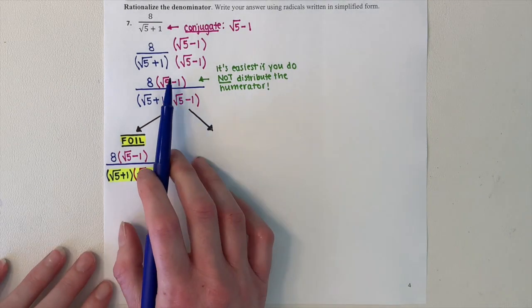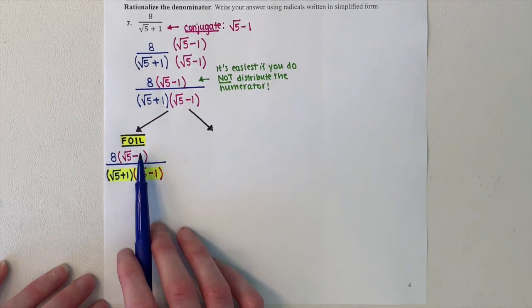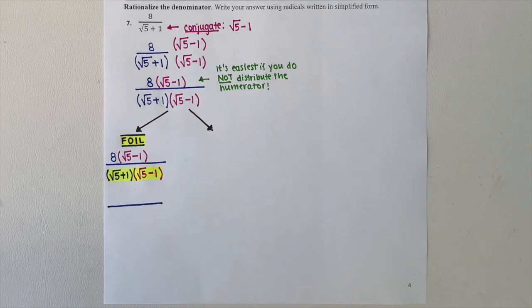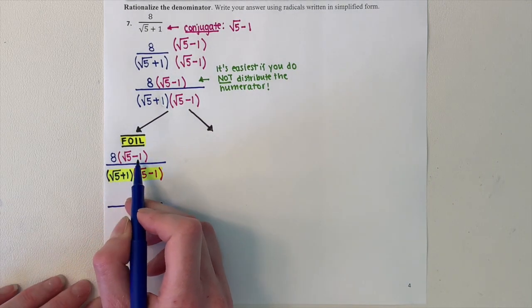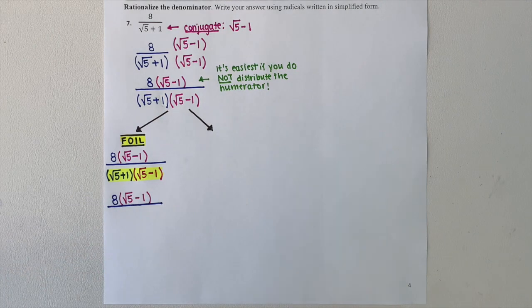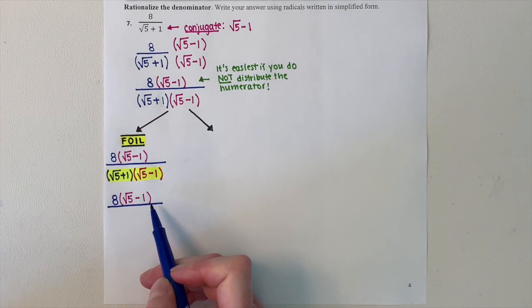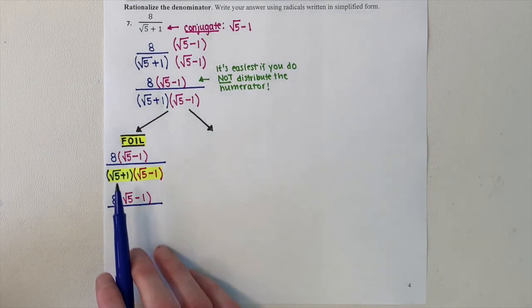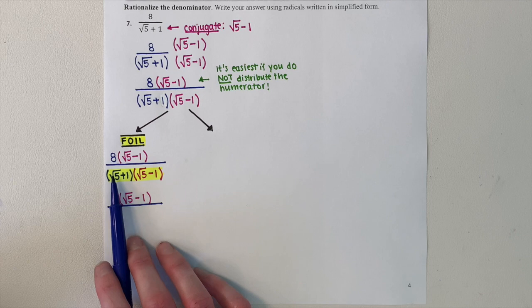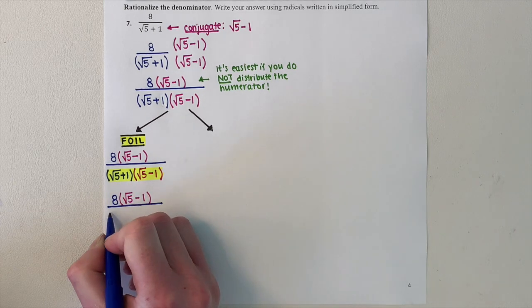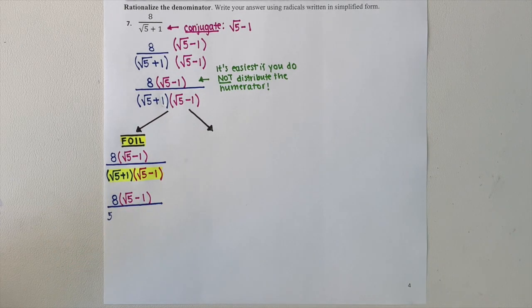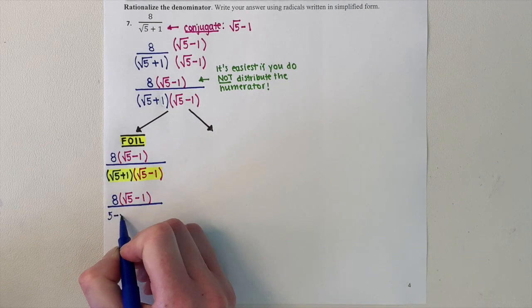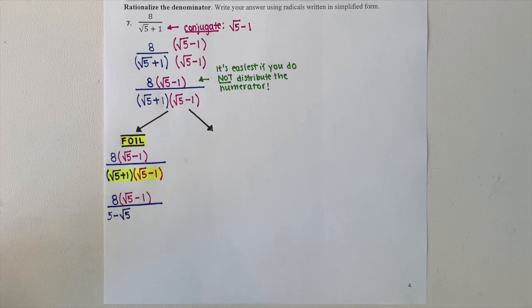I've started by copying this exact expression right here, but I've highlighted the denominator because we're going to be FOILing the denominator. To start, I'm going to copy this exact numerator right here because remember, I recommend you leave the numerator as is, don't bother distributing the 8. Now let's FOIL the denominator. To FOIL, we'll multiply the first, so we'll take the square root of 5 times the square root of 5, which will give us 5. Then we'll multiply the outer, so we'll take the square root of 5 times -1, which will give us negative square root of 5.